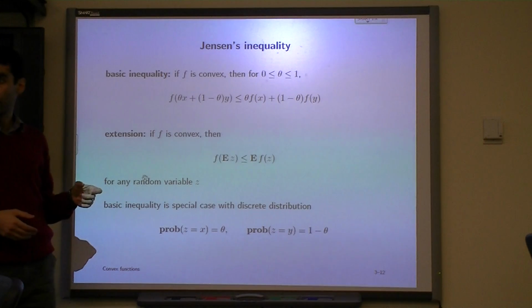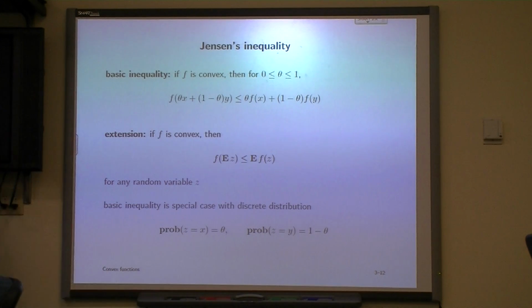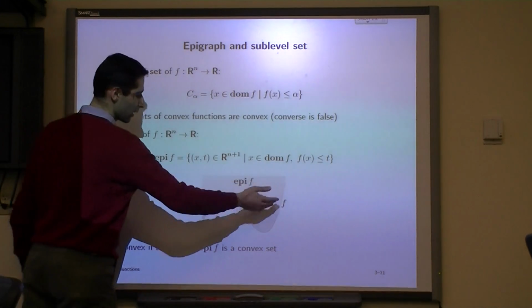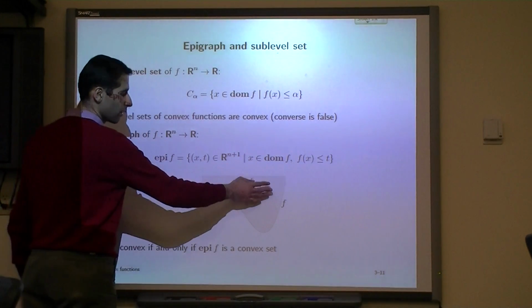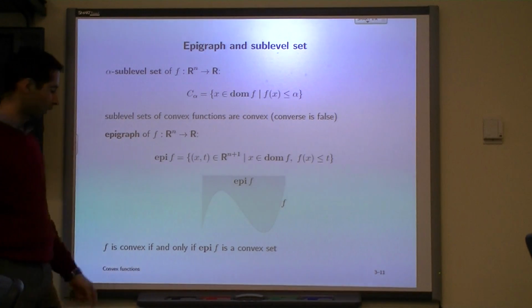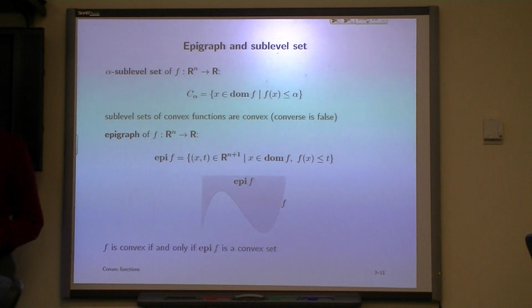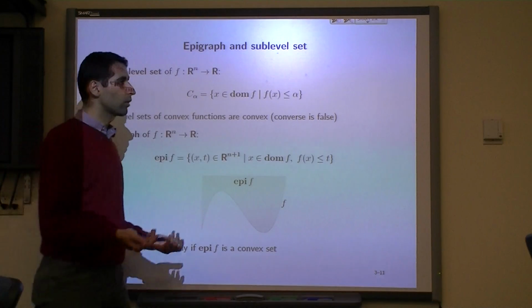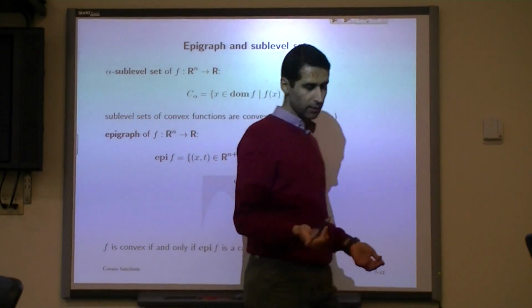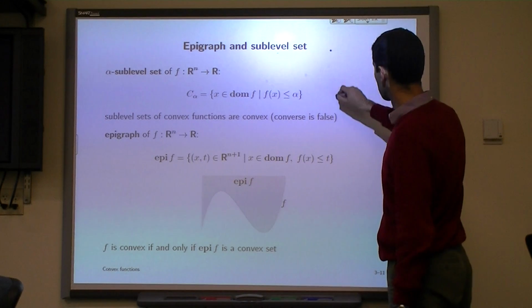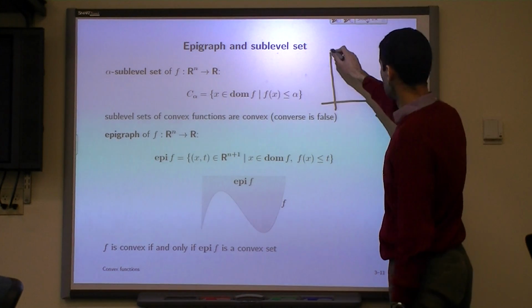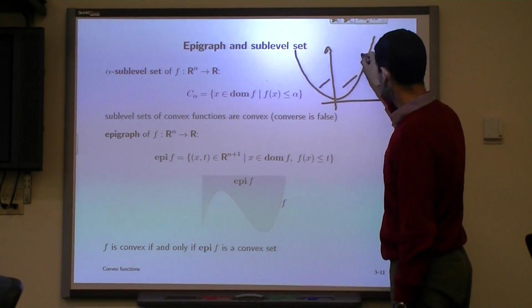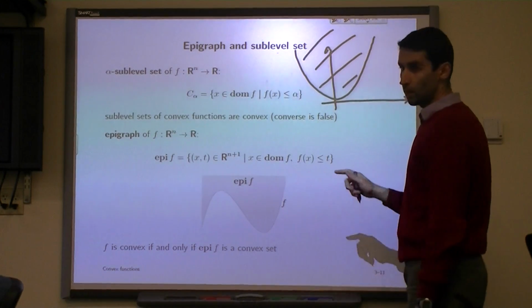What is the epigraph? Epigraph is a set, it's this area. If you have a function f, the area above the function is the epigraph of the function. What's the property of the epigraph? How can we find that this, for example, is an epigraph? This one is a function. For example, you have one function. This area is the epigraph of the function.